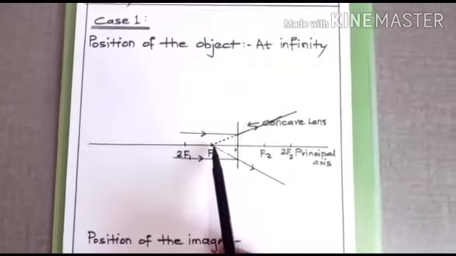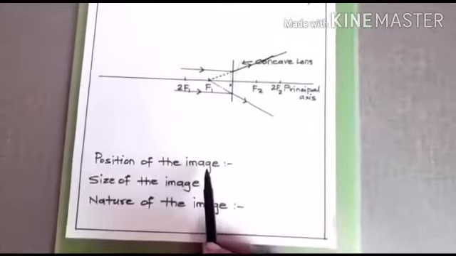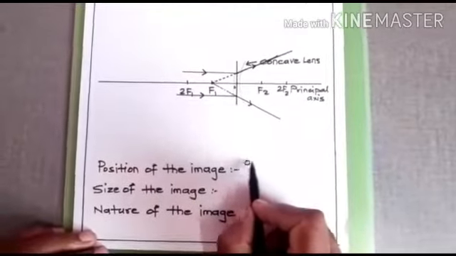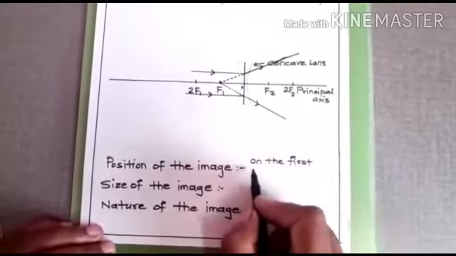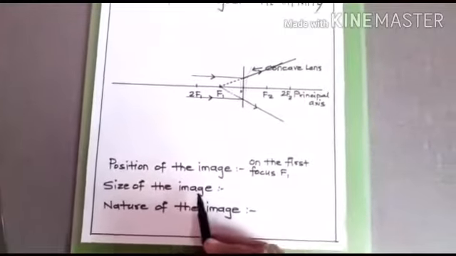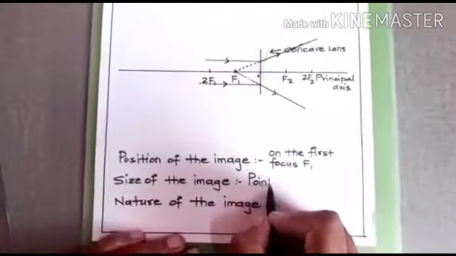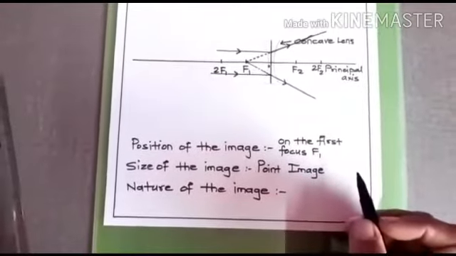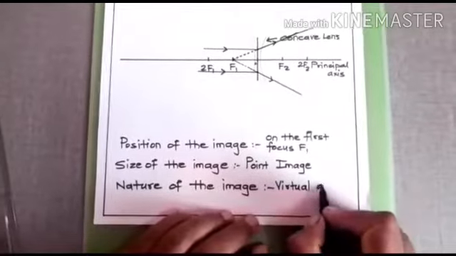object. Properties of the image are: position of the image, at the first focus F1; size of the image, point image; nature of the image is virtual and erect.